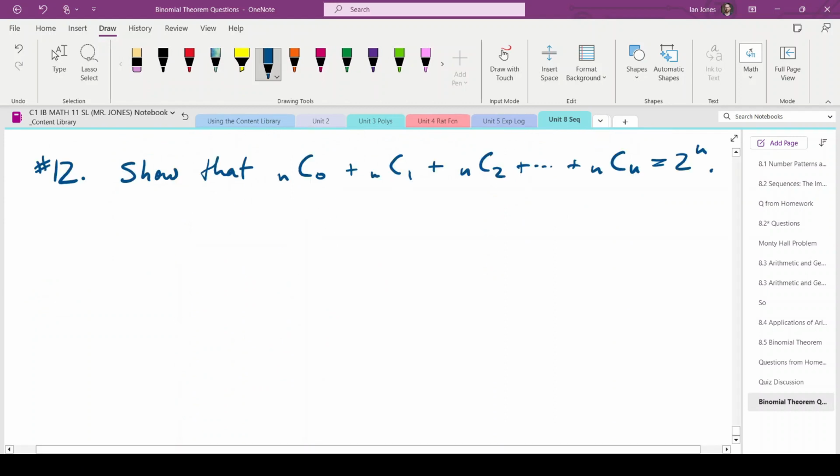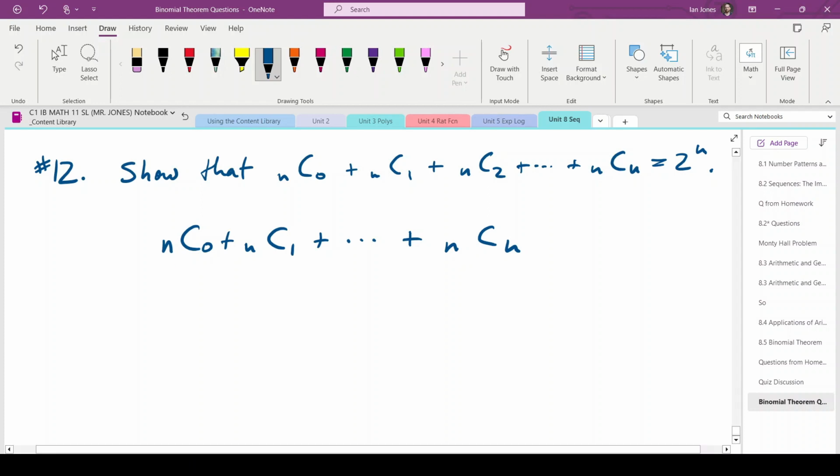Number 12 says, show that n choose 0 plus n choose 1 plus n choose 2 plus all the way up to n choose n equals 2 to the n. Okay. This might appear a little bit intimidating, but they're telling you what it equals. So in a way, you can just think of it as, they've asked me to evaluate this, but they're also telling me what the answer is going to be. So that can actually be helpful.